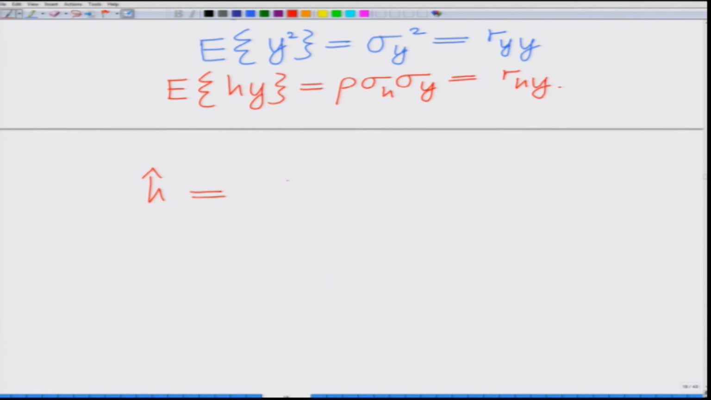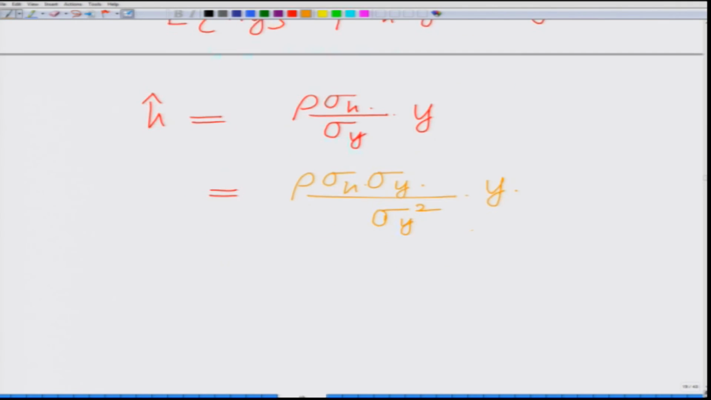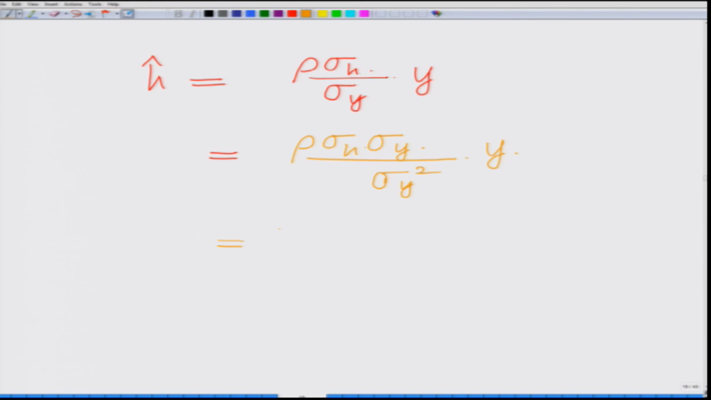So, this is basically your rho sigma h divided by sigma y times y, and now I can simplify this as follows, that is rho sigma h sigma y, multiplying and dividing by sigma y, I have rho sigma h sigma y divided by sigma y squared times y, which is now, if you look at this quantity here, this is basically your r h y, and this quantity in the denominator is basically your r y y.